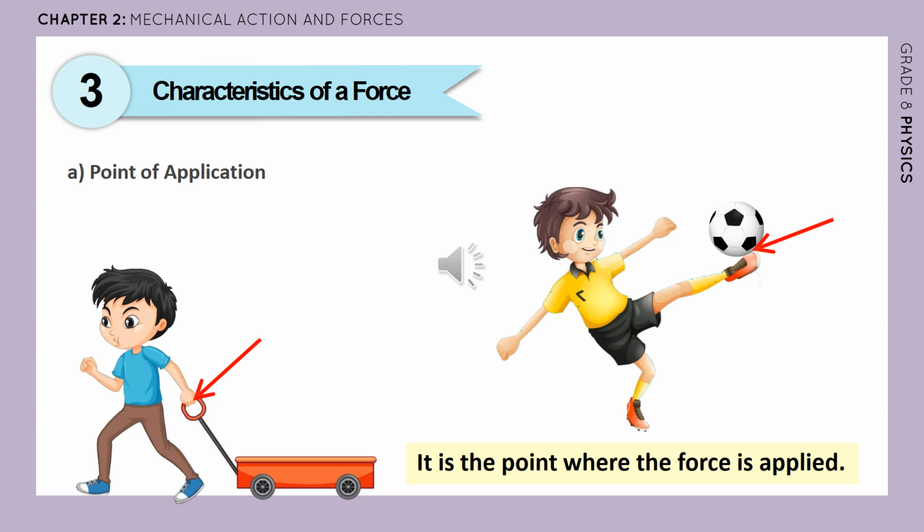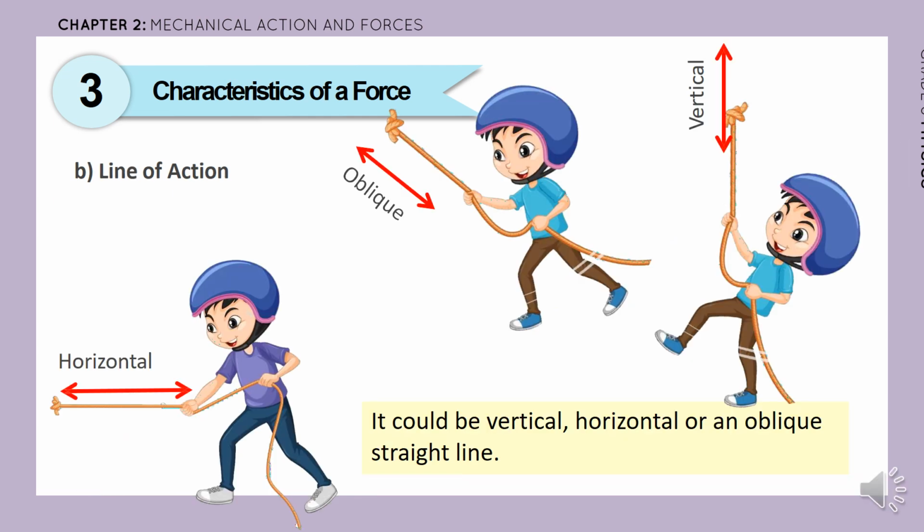Okay, let's see the football player. The point of application is the point where the foot of a player hits the football, as seen in the figure. The second characteristic of a force is the line of action. So it could be vertical, horizontal, or oblique. Let's see this boy. He is pulling the rope horizontally. This boy is pulling the rope obliquely, and this one is pulling it vertically.